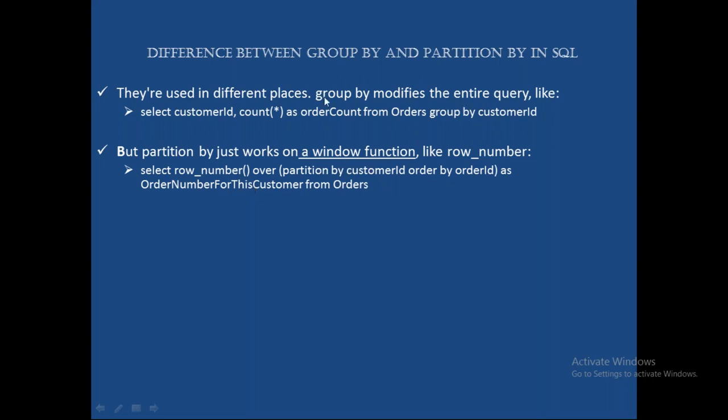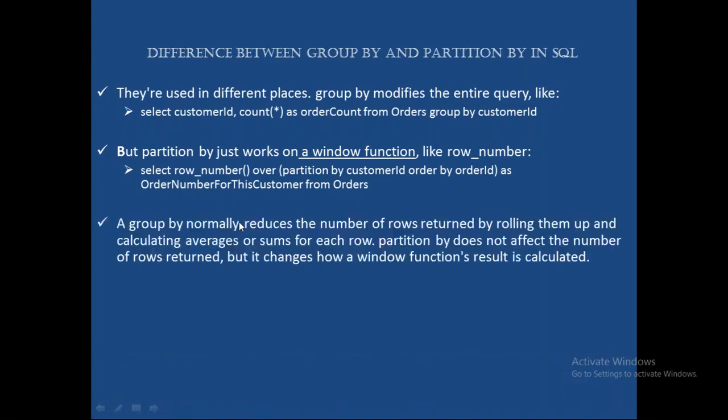Next, group by you will use after the table, but partition by we are going to use in the select statement to generate row number, rank or dense rank. Okay. Next, the main difference: group by normally reduces the number of rows returned by rolling them up and calculating averages or sums for each group. Partition by does not affect the number of rows returned, but it changes how a window function result is calculated. So partition by will return all the columns and all the records, but group by will return only a few records.